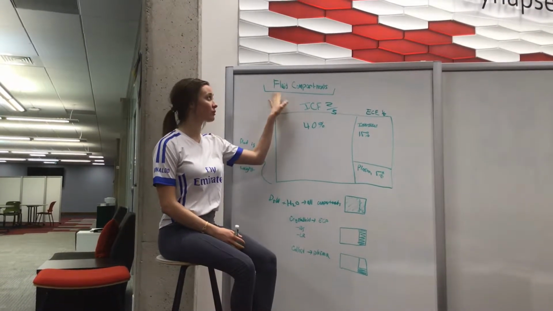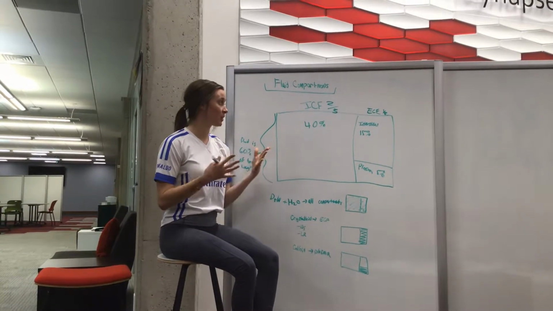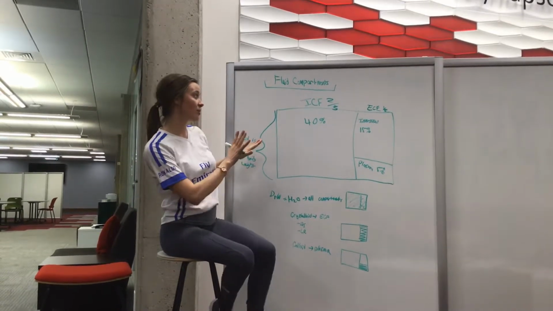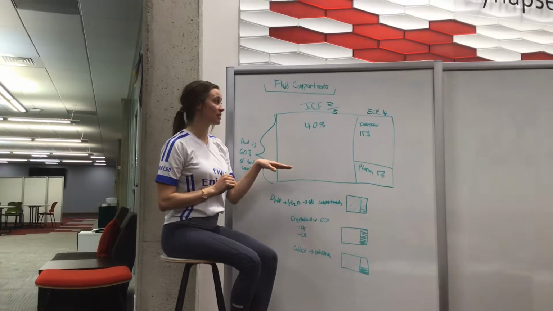Today we're going to be going over fluid compartments. So this is a really important physiological concept, especially when we're looking at nephrology. To start off with, you can divide the fluid compartments in the body either by fractions or by percentages.